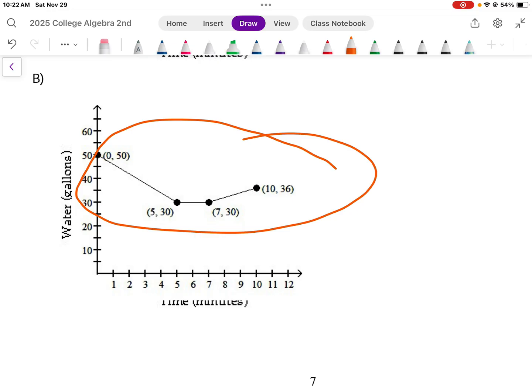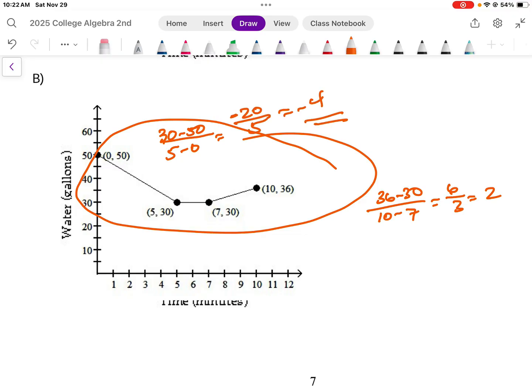Now we can go back and double check to make sure that that's the case. Again, 36 minus 30 over 10 minus 7 is 6 over 3, which is 2. And over here, if I do 30 minus 50 over 5 minus 0, that would be negative 20 over 5, which is negative 4. And that's what I wanted.